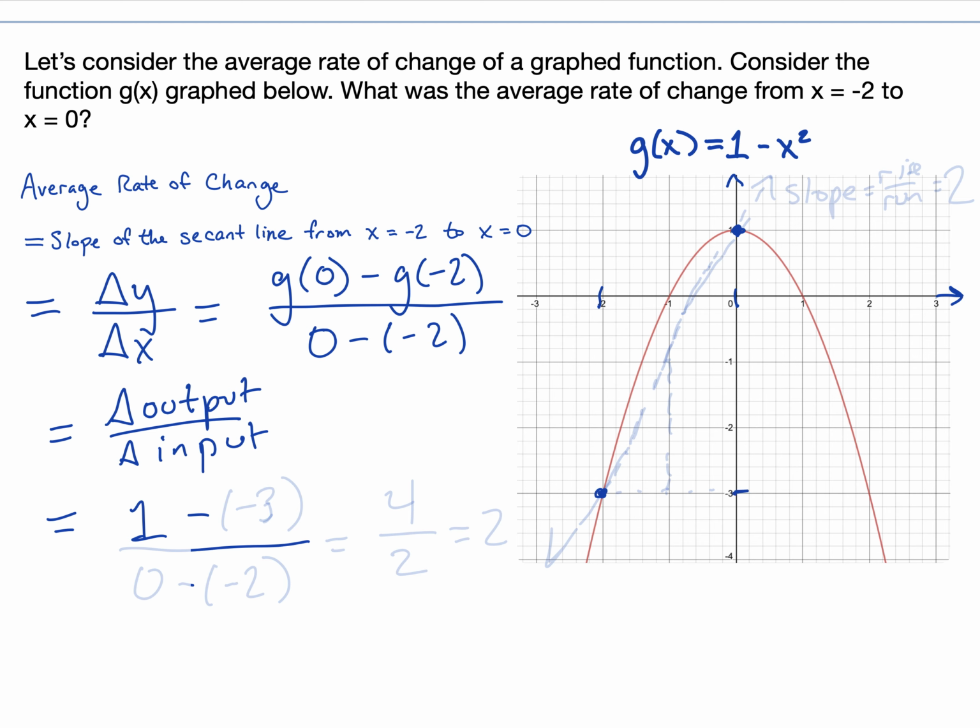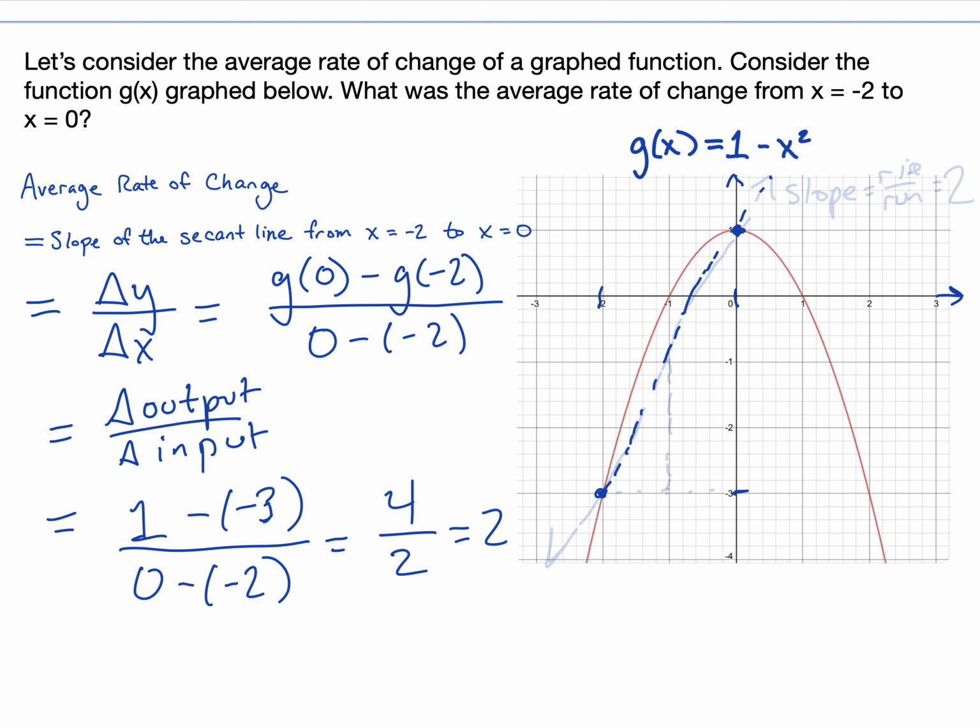G of negative 2 is negative 3, divided by the input, still 0 minus negative 2. 0 minus a negative 2, and that's equal to 1 minus a negative 3, which is a positive 4, over 0 minus a negative 2, which is a positive 2. So 4 over 2 is 2. The average rate of change is 2, and that's also the same thing as the slope of the secant line.